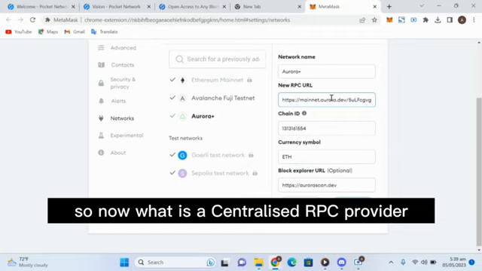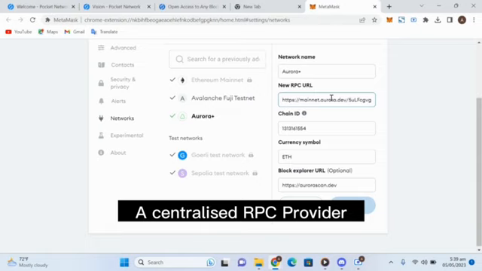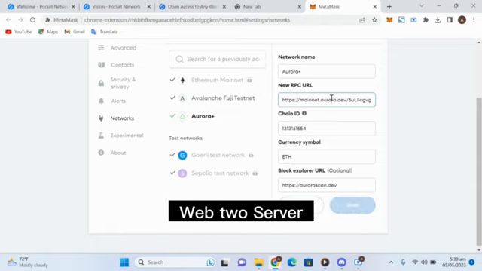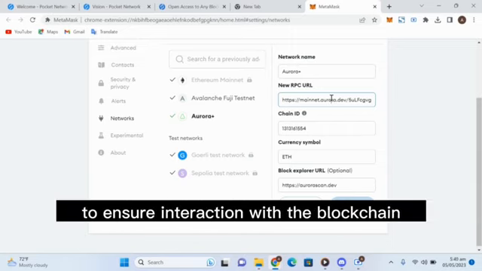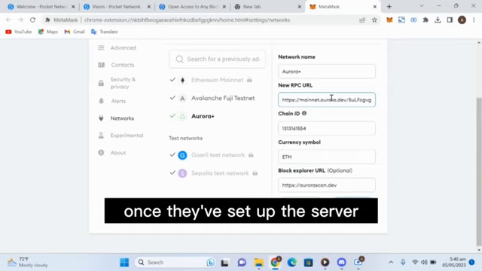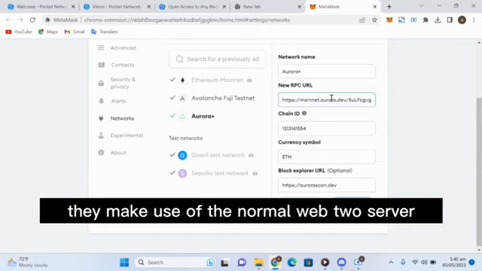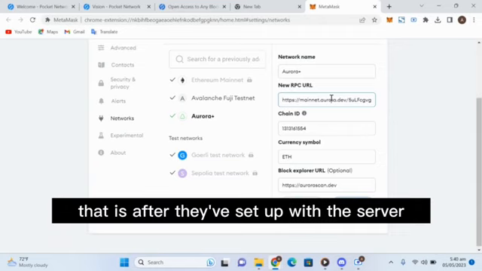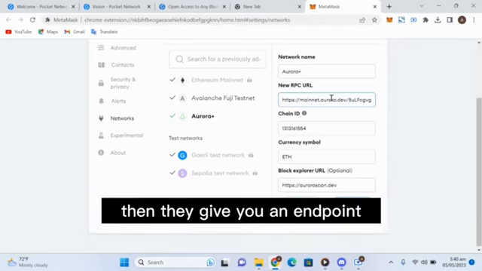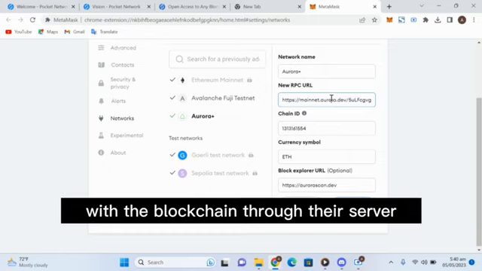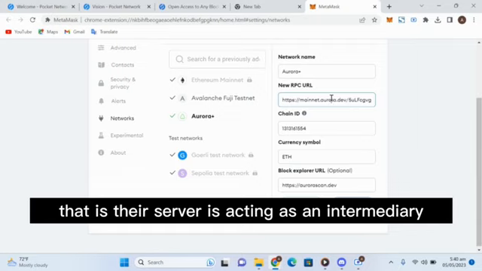So now what is a centralized RPC provider? The centralized RPC provider makes use of a normal Web2 server to ensure interaction with the blockchain. Once they've set up their server, they give you an endpoint that enables you to interact with the blockchain through their server. That is, their server is acting as an intermediary.